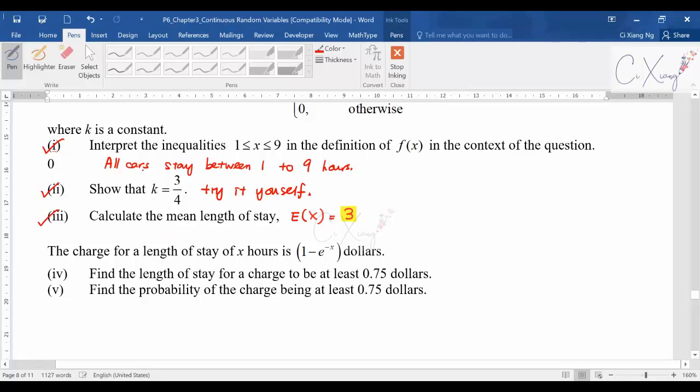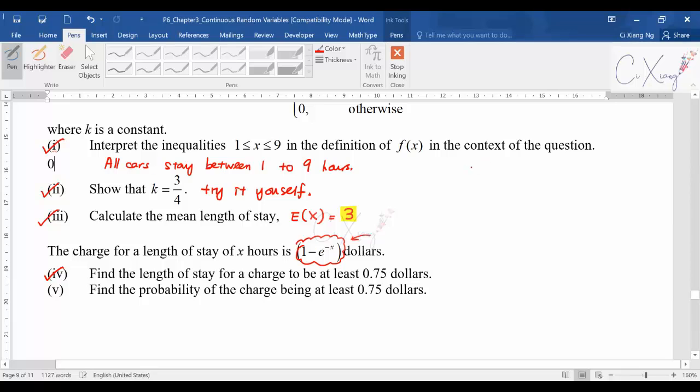Okay, so just now you know that the x is the length of stay, right? And then now they are talking about the charges. The charge for a length of stay of x hours is this dollar. Okay, so first they want to find the length of stay for a charge to be at least $0.75. So what is the charge? This is the charge, right?